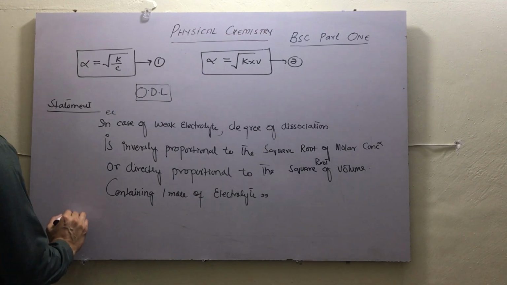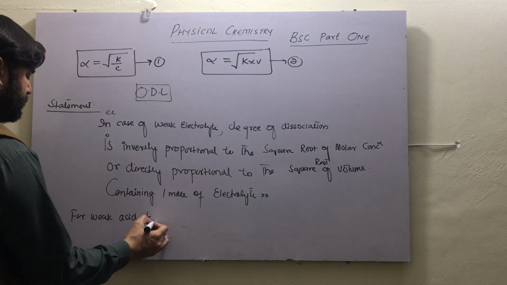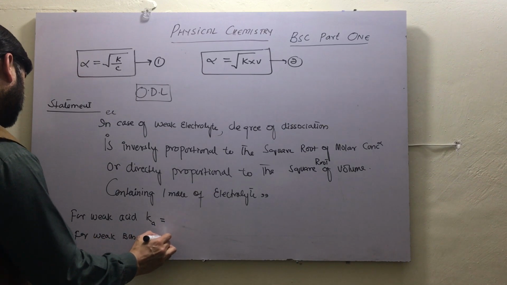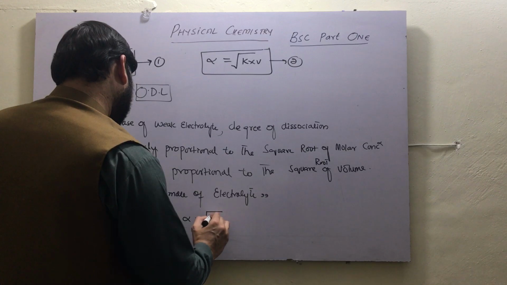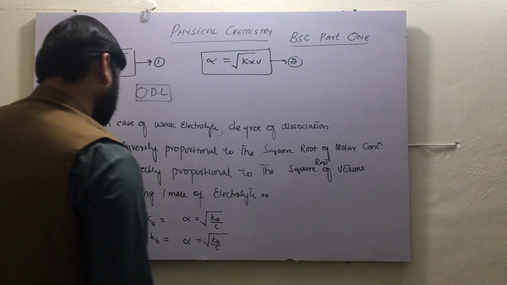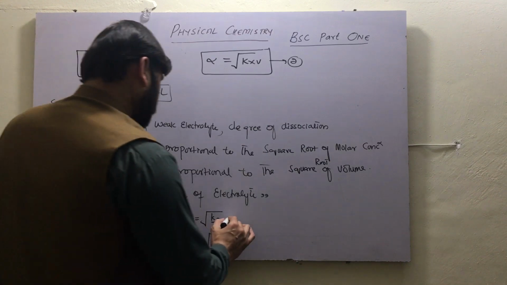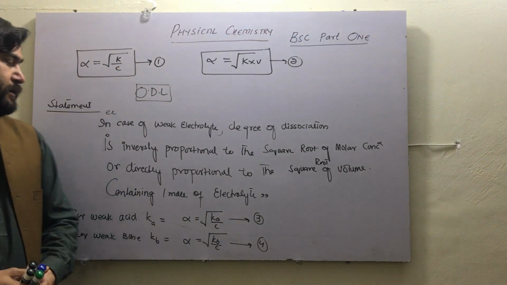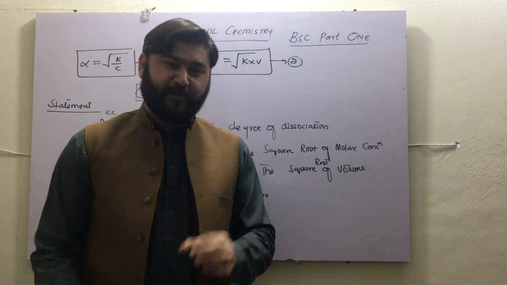So for a weak acid, this is Ka, and for a weak base, Kb. Alpha will be equal to the square root of Ka upon C, and for a weak base, the square root of Kb upon C, where the value is Ka for an acid and Kb for a base. This is equation number 3 and this is equation number 4. So this was basically Ostwald Dilution Law. The statement is very important, and this derivation is very important. It is one of the most important topics, but I explained it in a very short video.